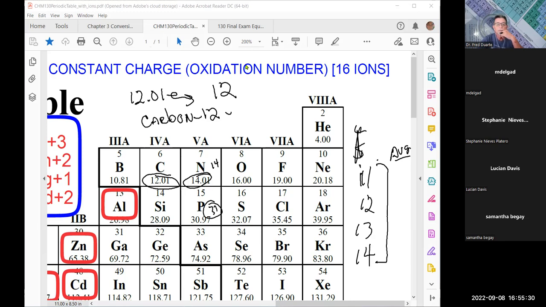Somehow, what is the average of 11, 12, 13, and 14? 12 and a half, exactly. Okay, 12 and a half.